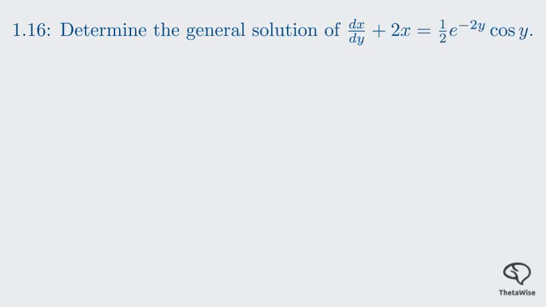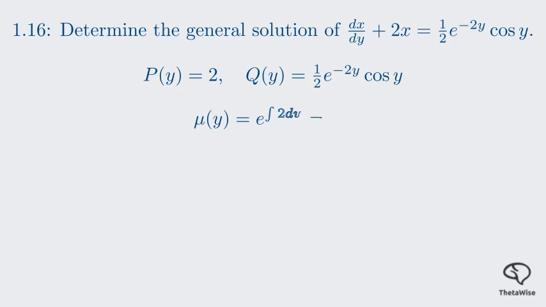This equation is already in our alternative standard form. P of y is the coefficient of x, which is 2. Q of y is the right-hand side, 1/2 e to the negative 2y cos y. The integrating factor, mu of y, is e to the integral of 2 dy, which is e to the 2y. So mu of y equals e to the 2y.